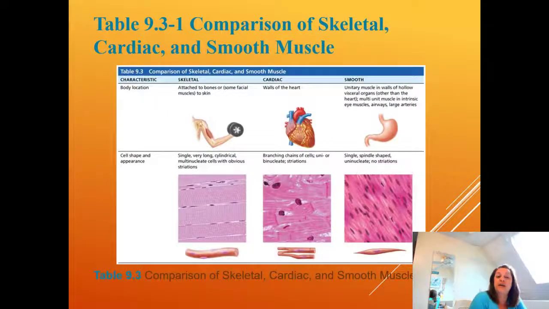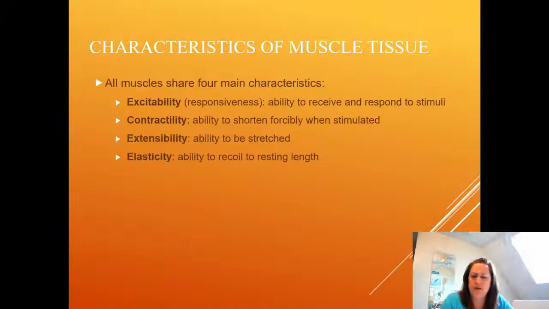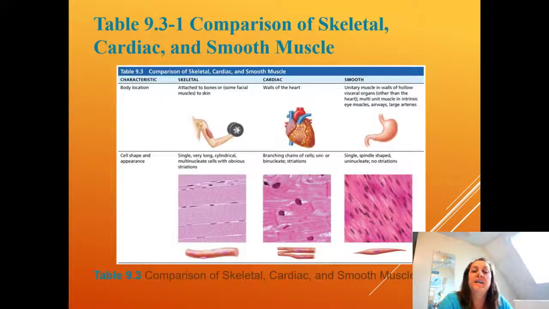This table 9.3 gives you the location, the cell shape. Oh, there's more. There's more to 9.3. I don't know where the rest of it is. And the function and the contraction and all of that of the different types of muscles. So you can go in and find that in your book or on Mastering.